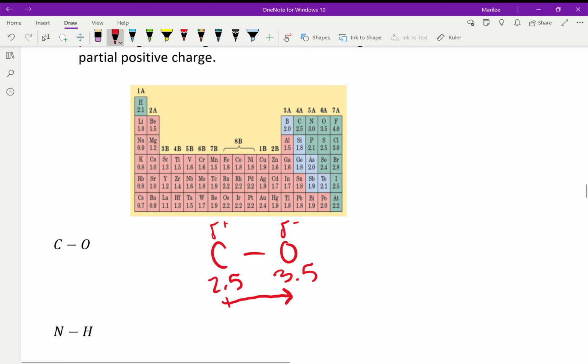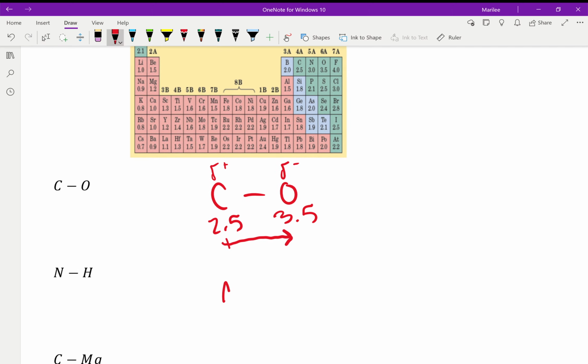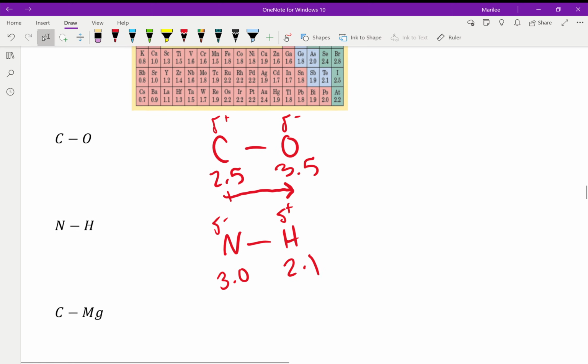Another example here, we have nitrogen and hydrogen. So nitrogen has an electronegativity of 3.0, right? And hydrogen has 2.1. So the higher one is partially negative and the lower one is partially positive. And the dipole for this will go the other way.